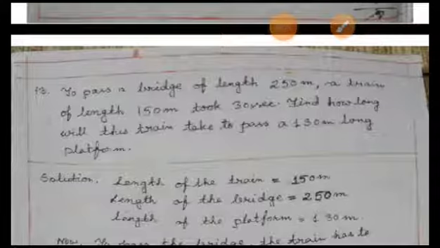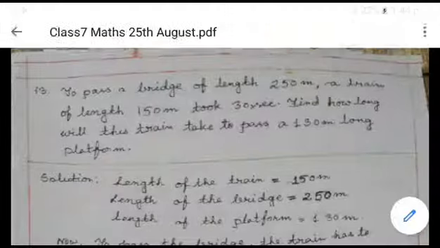So unlike the previous sum where the train was passing the pole, at that time we considered the distance covered as the length of the train itself. Now the train is passing the bridge in the first case, and in the second case the train is passing a platform. So here the total distance covered will be equal to the length of the train plus the length of the bridge in the first case, and in the second case the total distance covered will be equal to the length of the train plus the length of the platform.